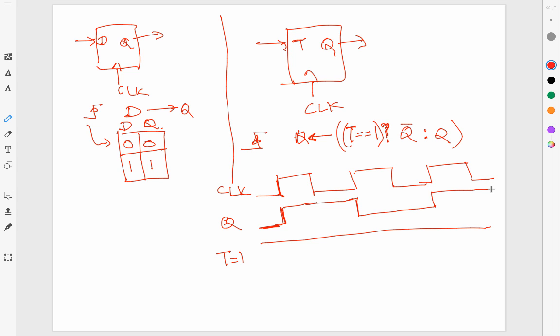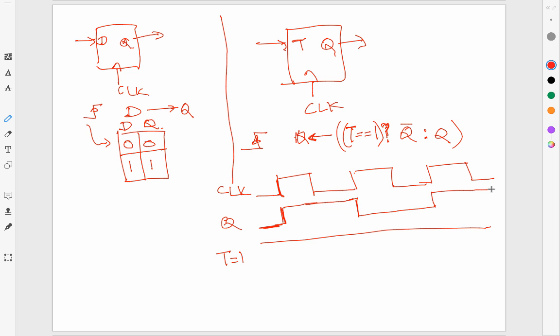What do you think is happening out here? If Q is flipping on alternate ticks, I'm generating a signal which is also periodic but has half the frequency, right? Because the period has become twice. So a T flip-flop with T tied to 1 looks basically like a clock divider. It's dividing the clock frequency by 2.